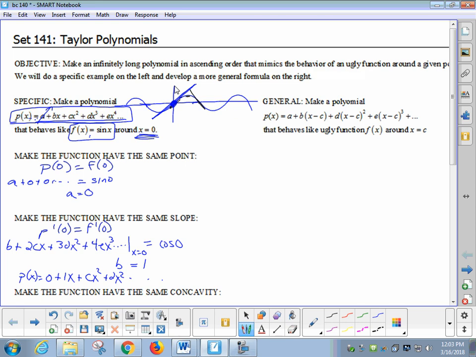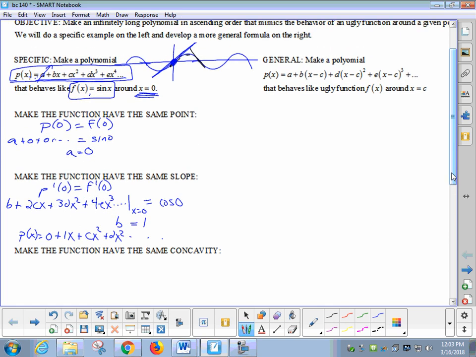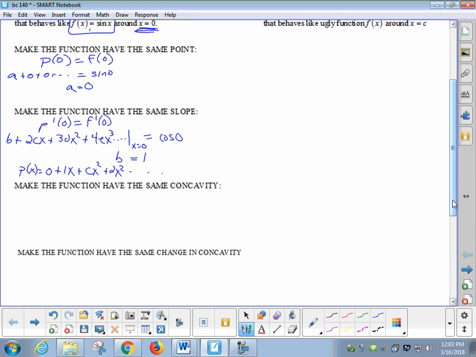Now, a tangent line doesn't fit very well because of the curve. And so instead of just matching the slope, we would also like to match the concavity. We want our curve to have the same concavity as the sine curve. So that implies that the second derivative at 0 of our polynomial needs to match the second derivative at 0 of the sine curve. All right?